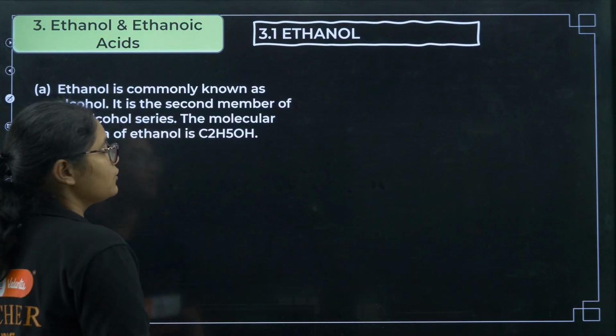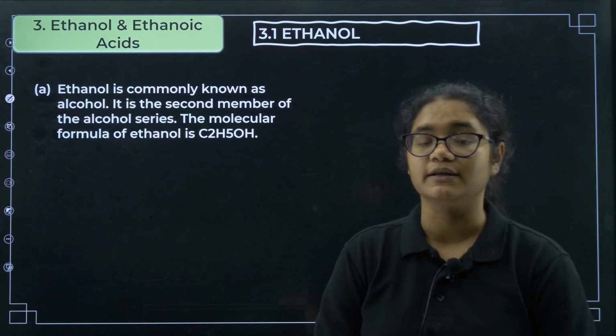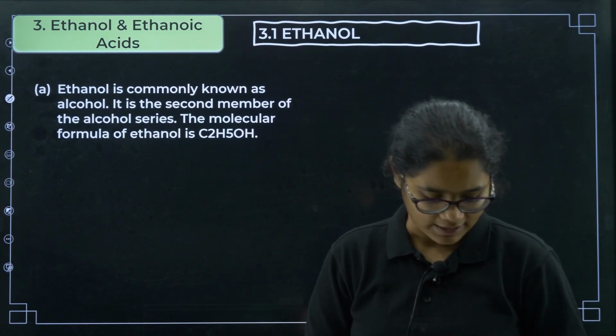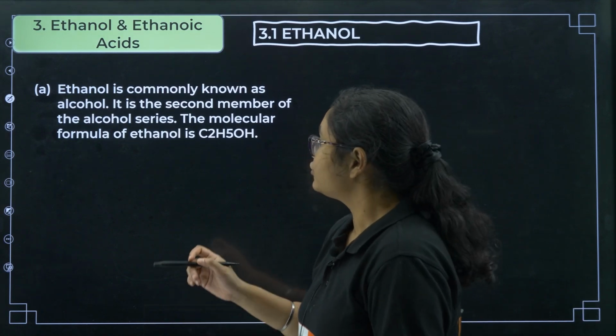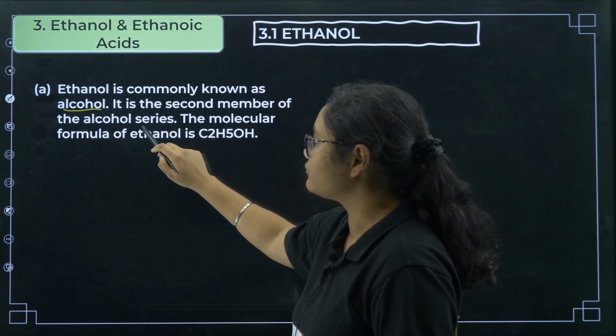Next is ethanol and ethanoic acid. These are two important components, so we will be learning about some properties of ethanol and ethanoic acid. Ethanol is commonly known as alcohol. It is the second member of the alcohol series.